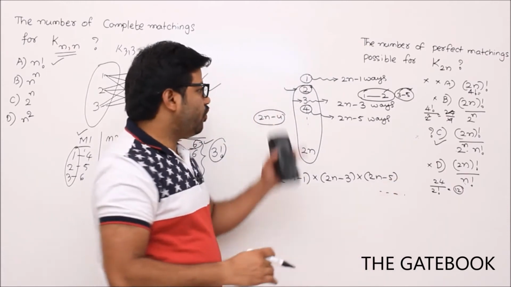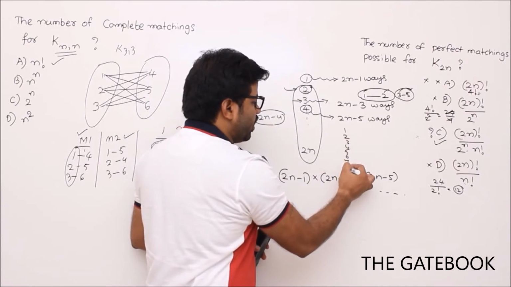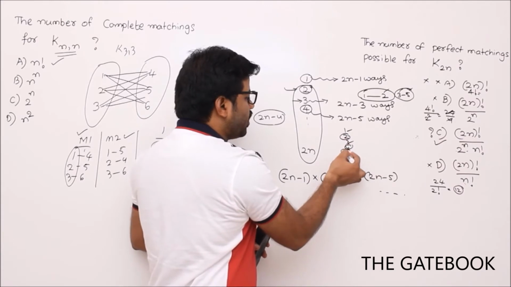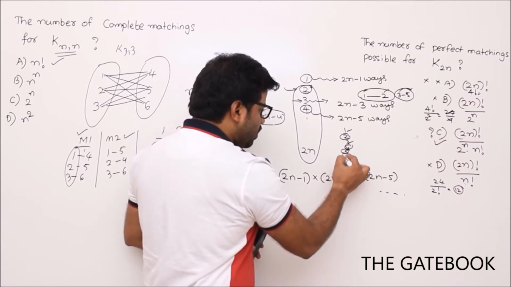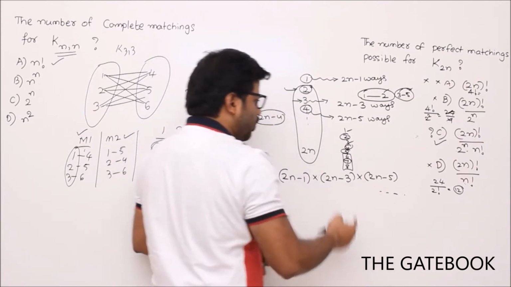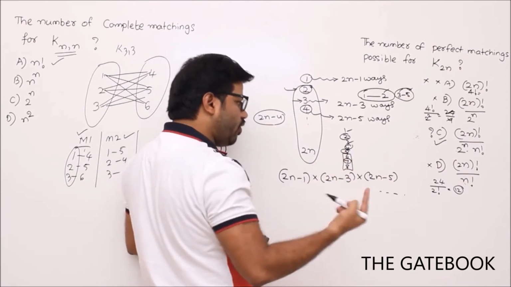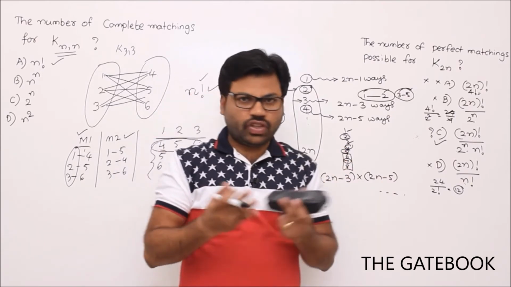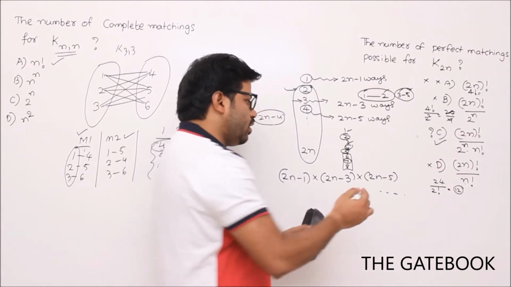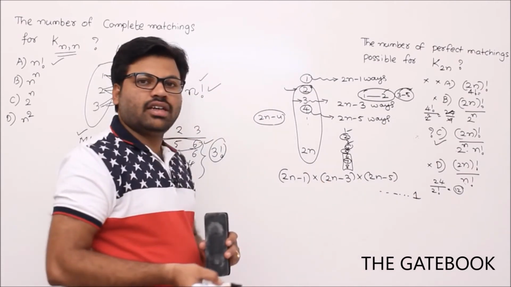Finally, if you continue this process, for example there are 8 elements, 1 2 3 4 5 6 7 8. If 1 picks 3, 2 picks 4, 5 picks 7, then the last pair will have only one option. That is what I want to tell. If you do this process, the first element will have 7 options, the second element will have 5 options, the third element will have 3 options, and the fourth element will have only one option. Correct? That's why this series ends with 1. Okay, this is the answer, right?